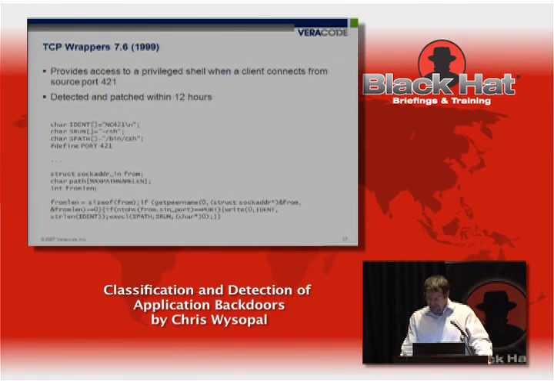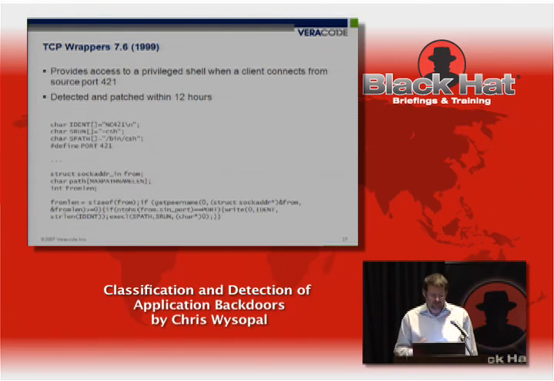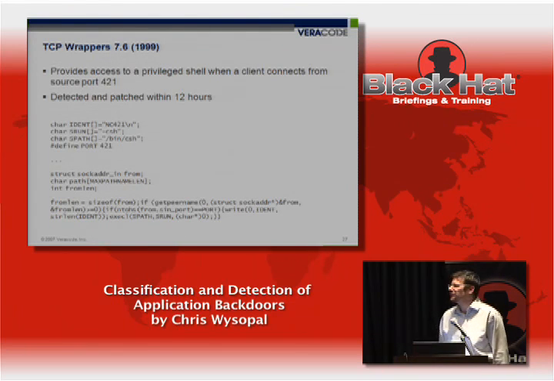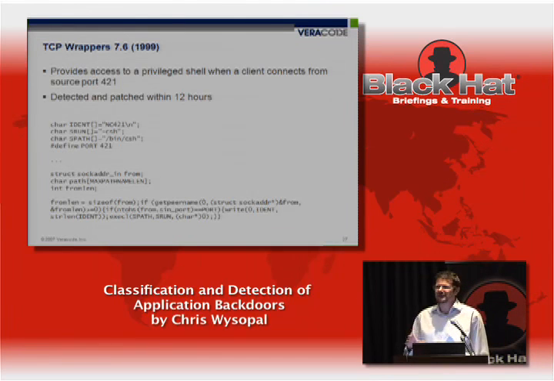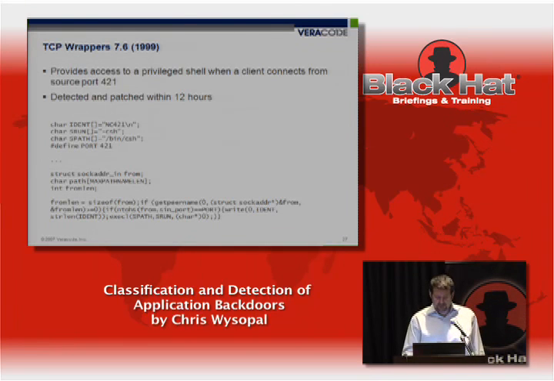TCP wrappers was another example of some hidden code that was functionality. Essentially, it put in a shell so that whoever was running TCP wrappers would also have a shell running on their system on port 421. This one was found within 12 hours. So I think when it's really security critical software like TCP wrappers and it's small and easily auditable in open source, these things are going to be discovered pretty quickly.